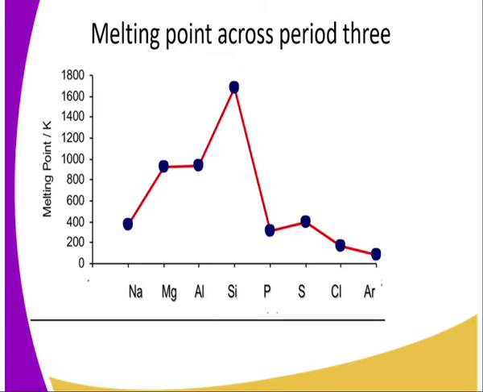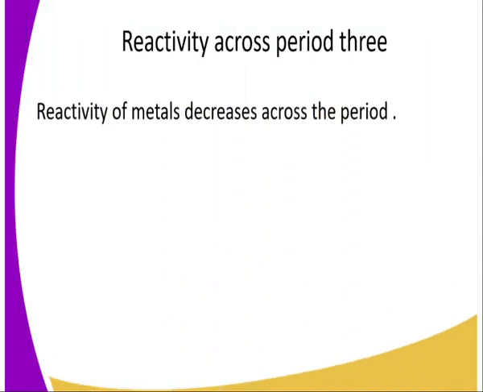As you can see, the melting point increases up to silicon, which has got a giant atomic structure with very strong covalent bonds. So to break the bonds, it requires a lot of energy and therefore an increase in the melting point. But for phosphorus, sulfur, chlorine, and argon, basically the force of attraction between the molecules is weak van der Waals forces, which require very little energy to be broken. Therefore, very low melting point.